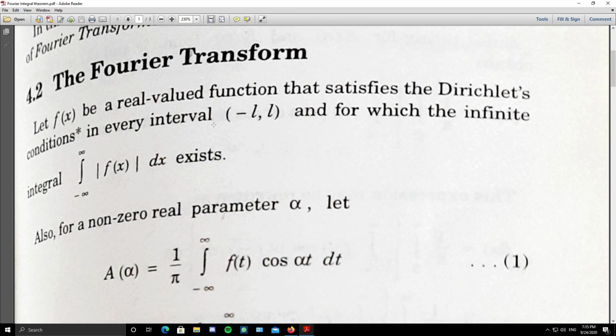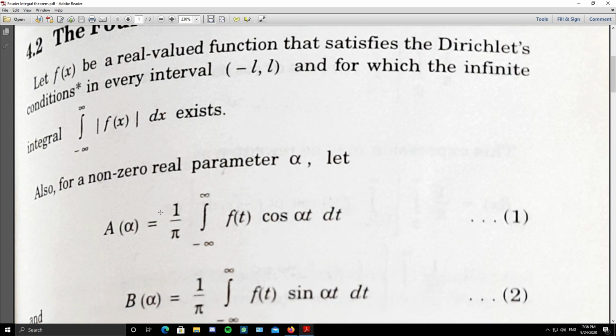For Fourier series, you know that Dirichlet has given the conditions. Euler gave the formula for a naught, a n, b n, and Fourier expressed the function as a trigonometric series. So it is a combined work of the mathematicians and physicists, Dirichlet, Fourier, and Euler. So this is the condition.